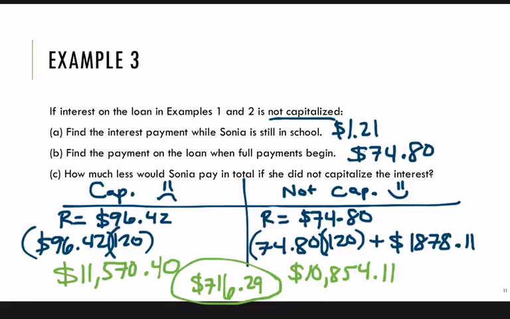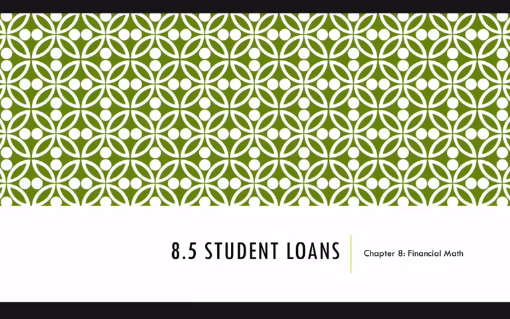Okay, so to summarize, capitalization means a higher monthly payment and paying more overall, but you don't have to make payments while you're in school. Not capitalizing gives you lower monthly payments, and you'll pay less overall, but you do have to make payments while in school. So those are some of the advantages and disadvantages. Alright, so that's everything about student loans. There are some additional examples in the textbook if you need them, and that should give you what you need to be able to calculate interest and just understand a little bit about how student loans work.